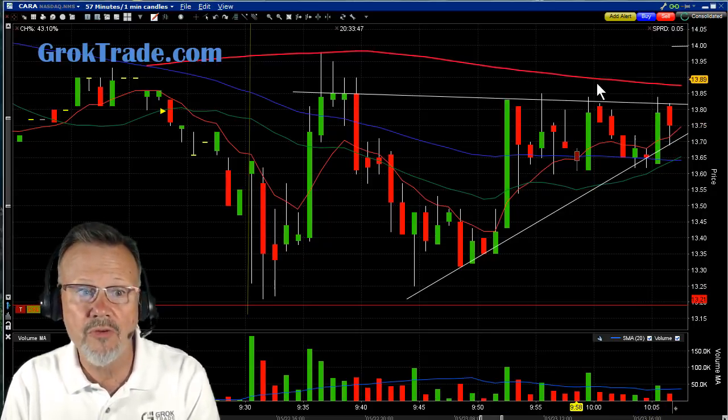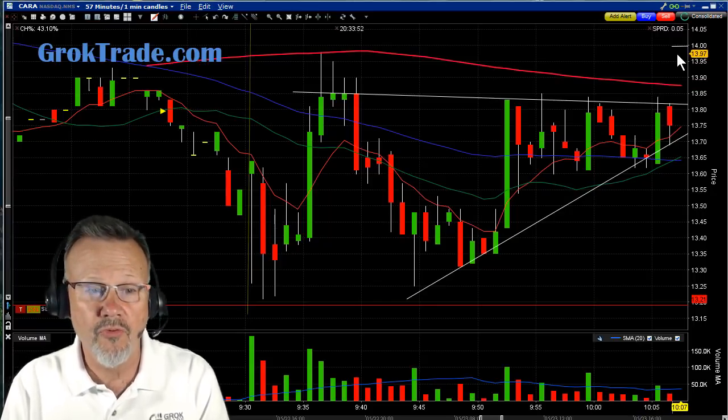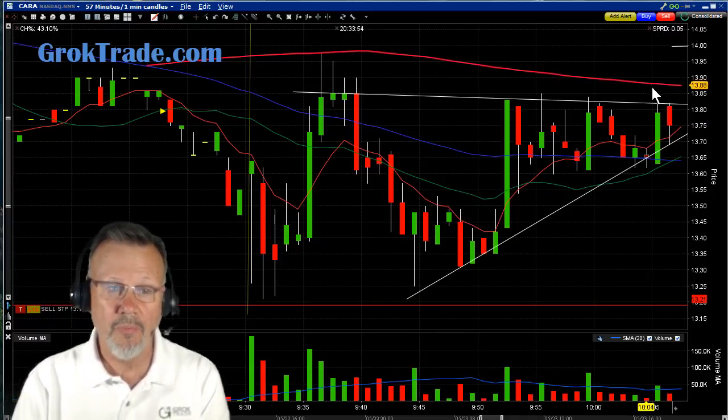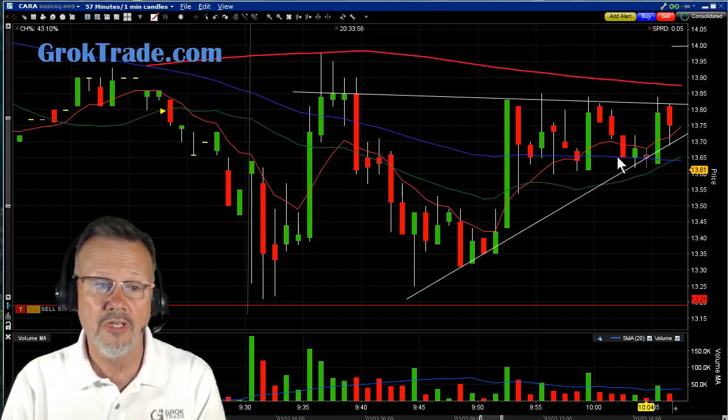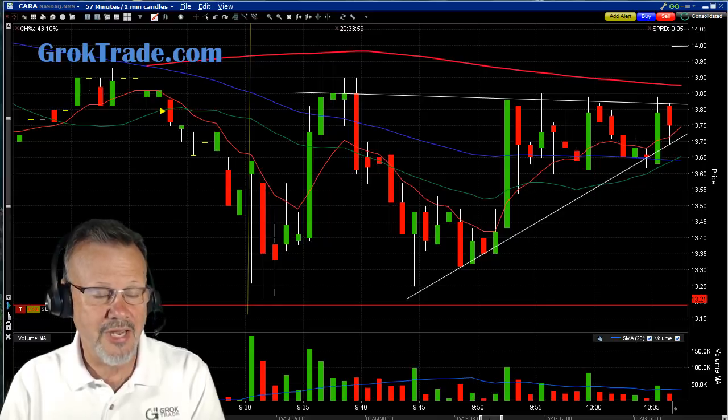We have the 200 moving average, we call Big Red, just overhead, and then just above that is the $14 even dollar amount. Two possible lines of major resistance. So we'll get set in order up here. We're ready to go long, and let's see what happens next.